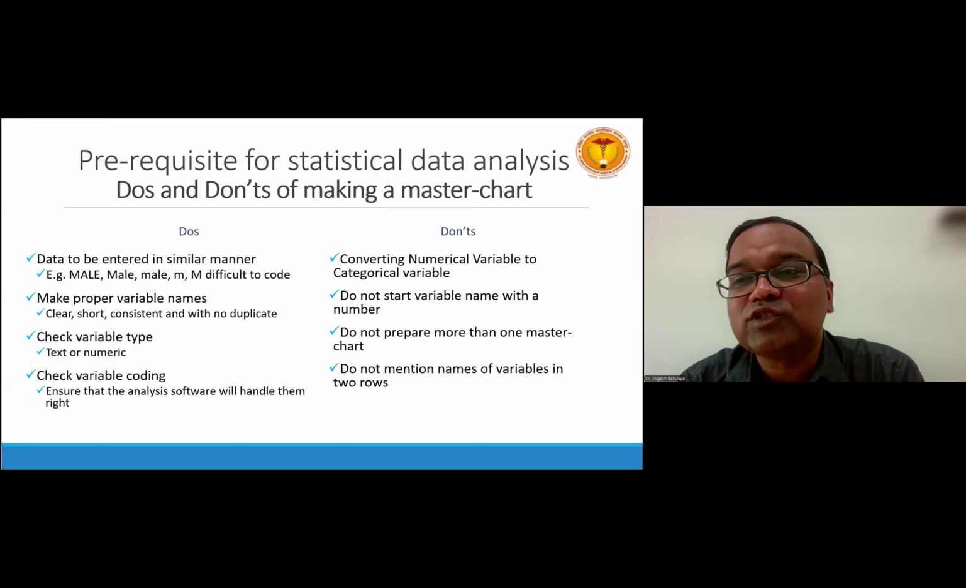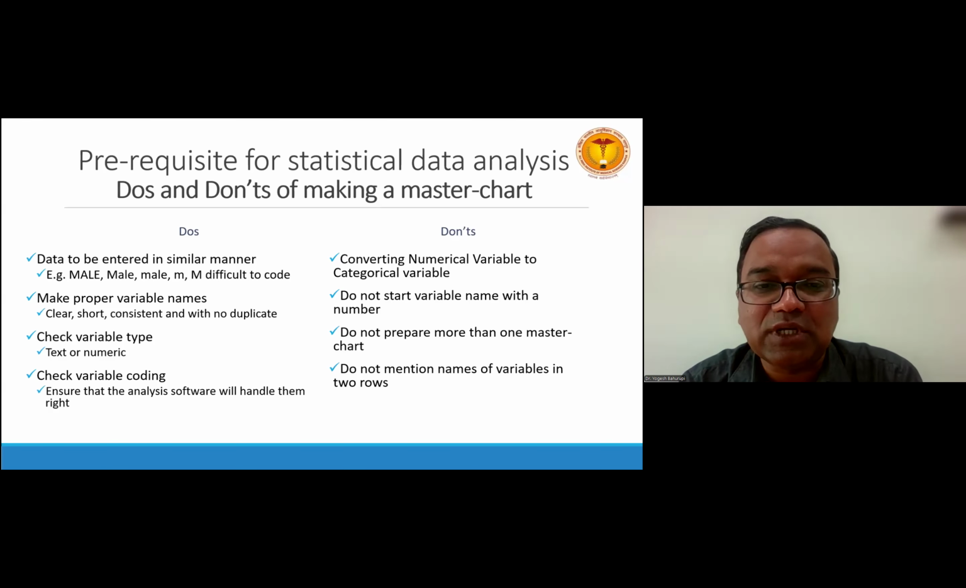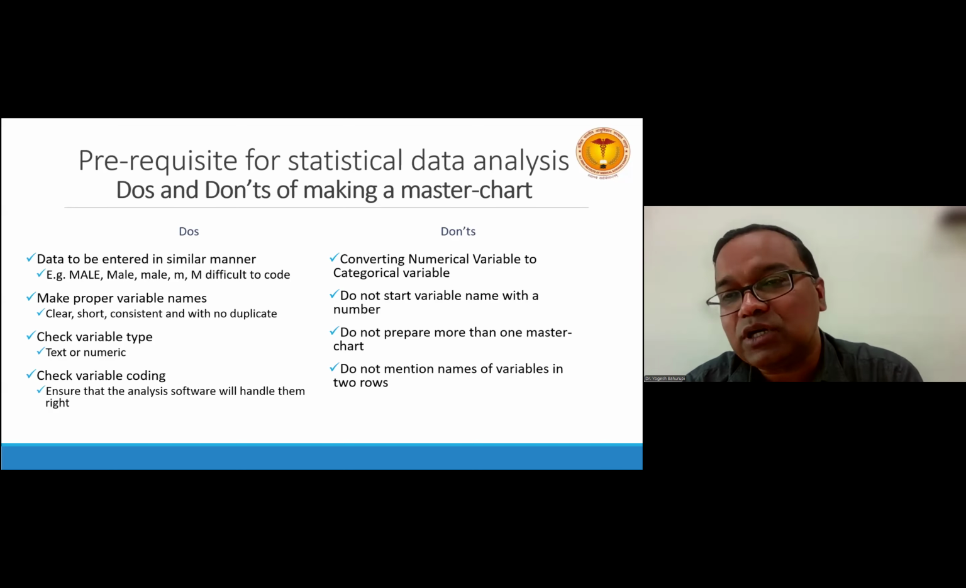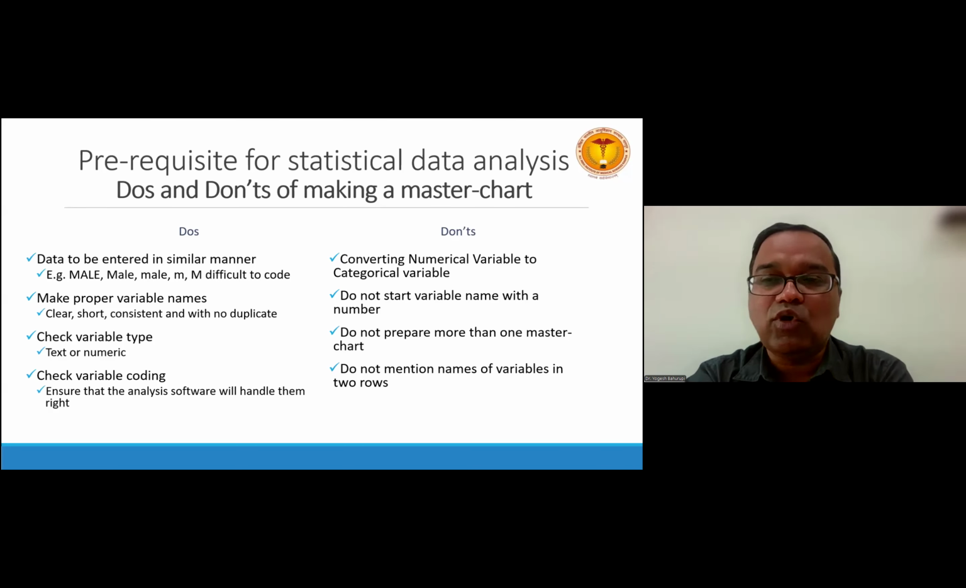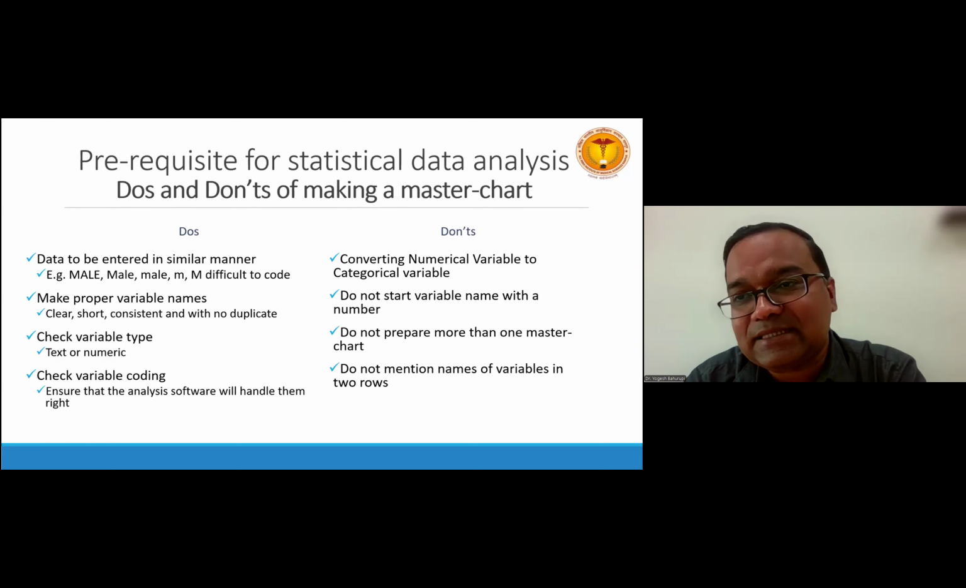Like I have said in the first bulleted point, it should be entered in a similar manner. If it's a numerical one, still use a similar pattern, like it should be either with 1 decimal, 2 decimals, or a full number. Always enter either an alphabet or a number in one cell of a master chart. So one box, in colloquial way, either it should be a number or a text variable. It should not be a mix of both.